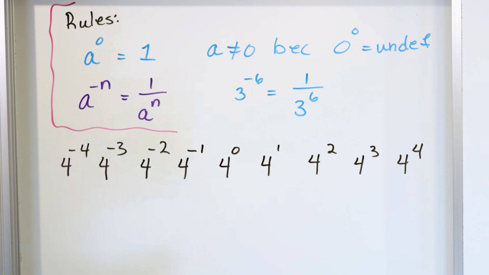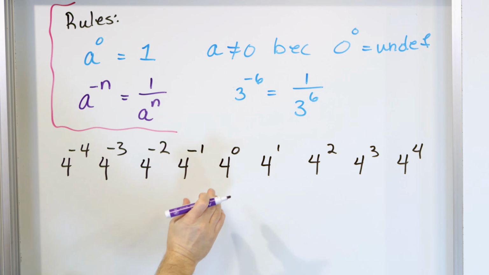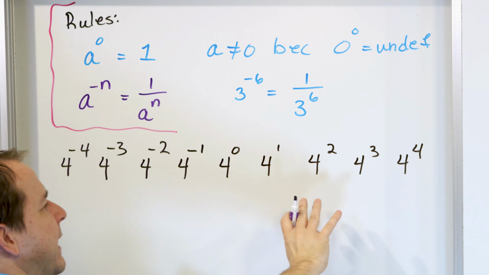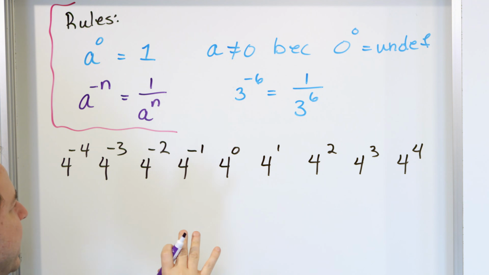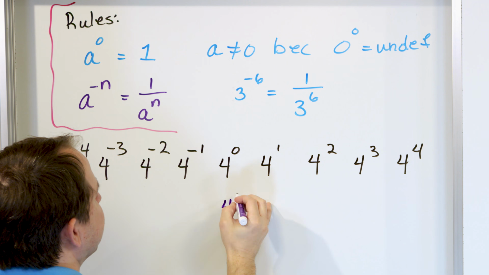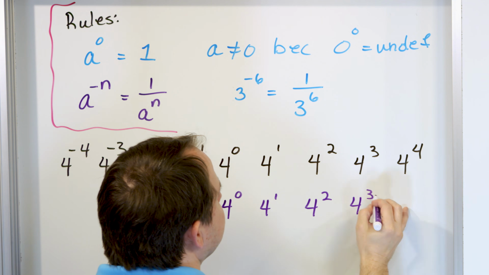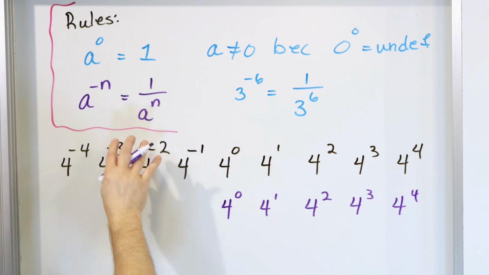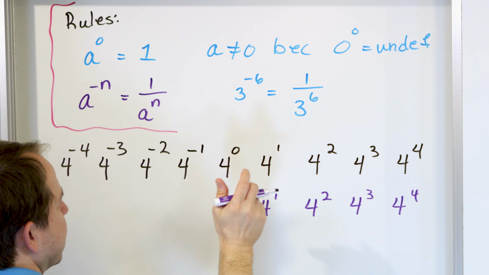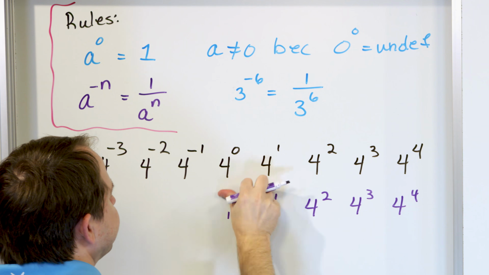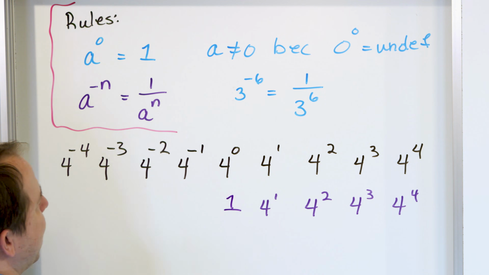Now, I just told you a minute ago that anything to the 0 power is 1, but first let's just hold that in our back pocket. Let's go all the way to the end. Actually, let me back up for a second. Let's write these over here: 4 to the 0, 4 to the 1, 4 to the 2, 4 to the 3, 4 to the 4. According to this rule here, which I haven't used yet but we're going to use for the first time, 4 to the 0 power is 1.